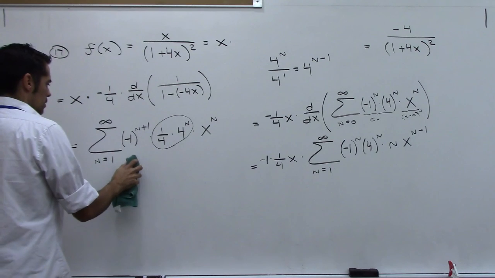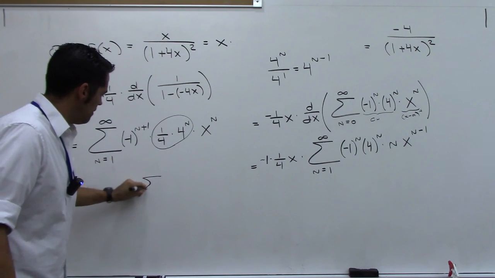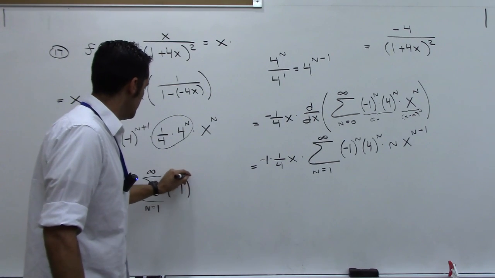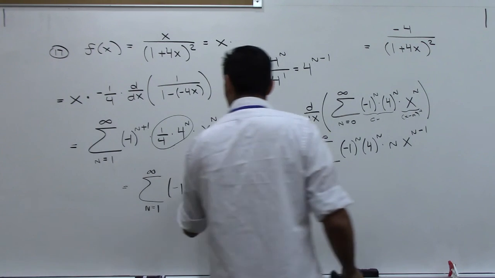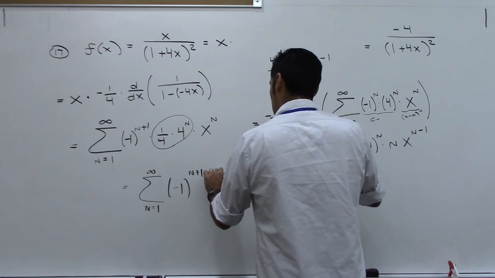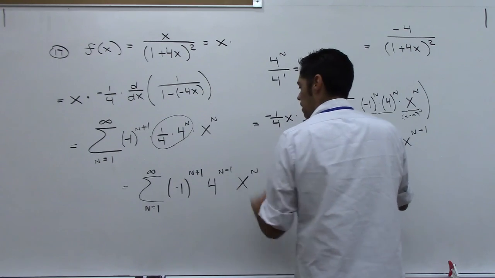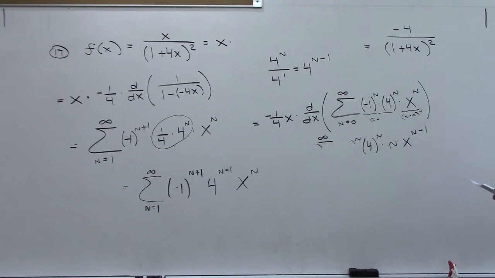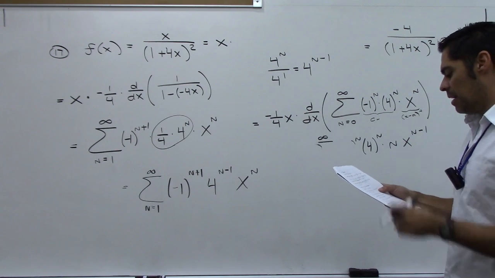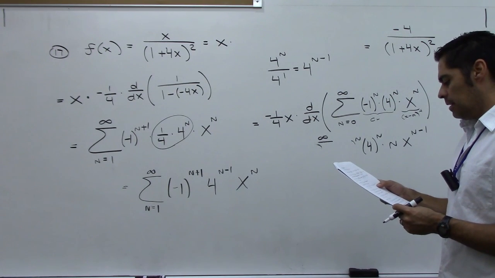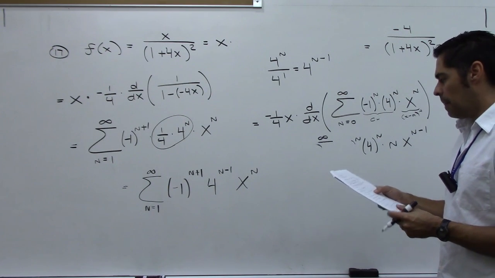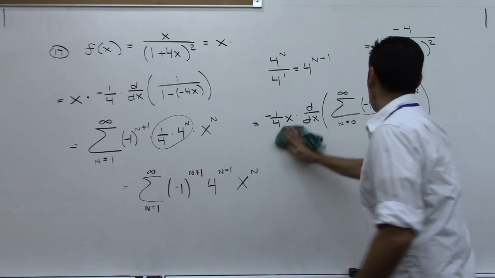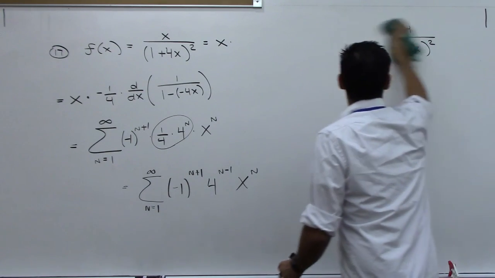So I'll go one more line. Sum n equals 1 to infinity, -1 to the n plus 1, and then I have 4 to the n minus 1, and then I have x to the n. All right, and let's see if that's what they kept there. All right, that's fine, but they do switch this index back to 0, which you wouldn't have to do, but let me just do it to show you that our answer matches the back of the book.